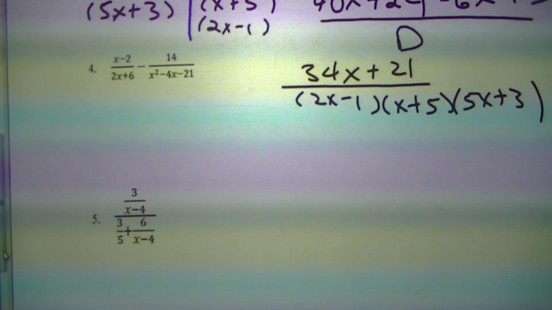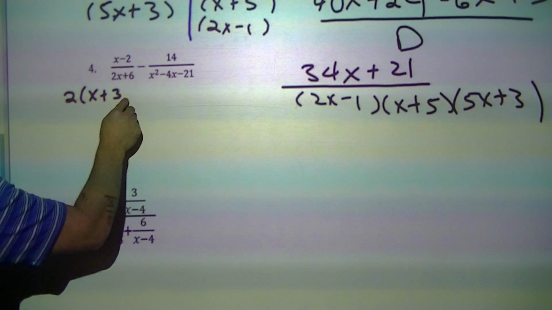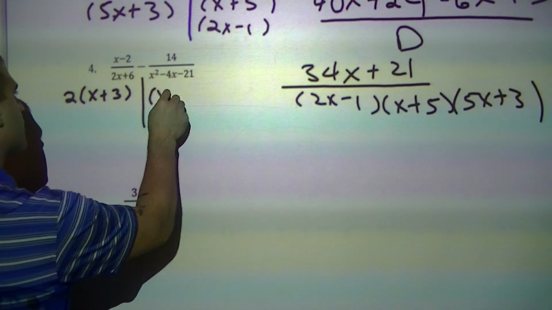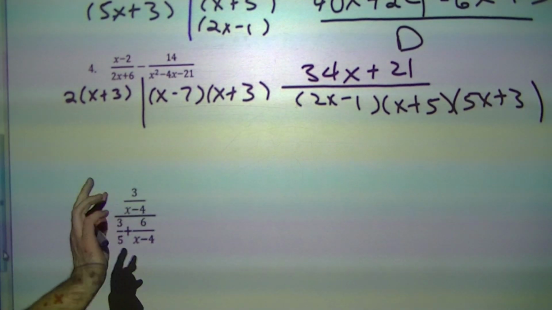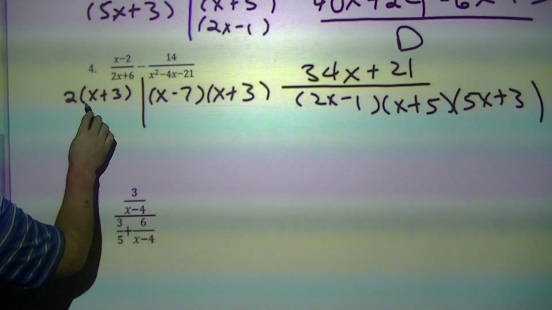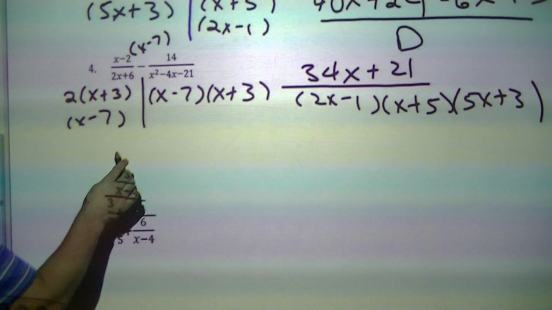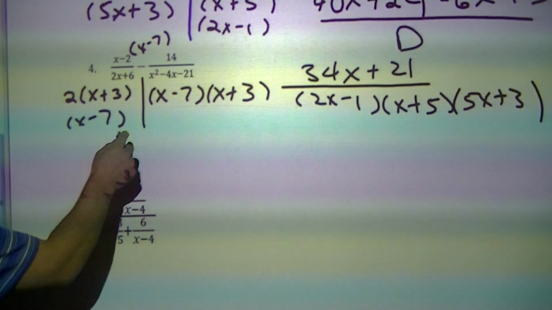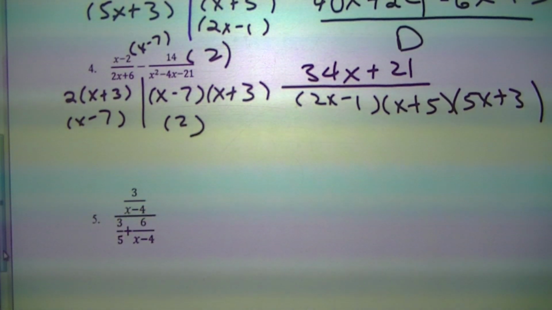All right, so on number 4 here, I got to take out a 2, that's going to be x plus 3. I'm going to use equa. In the interest of time, I'm just going to go ahead and factor that for you. If you want to, just use equa, switch the factors around. What's this side missing? X minus 7. What's this side missing? The only thing it's missing is 2. It's got the other things already.